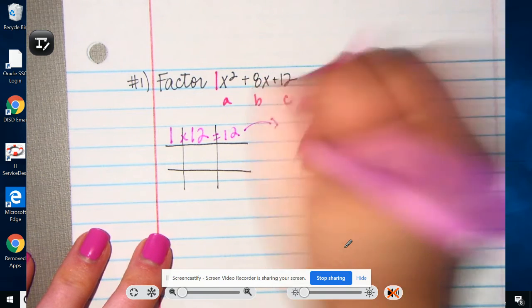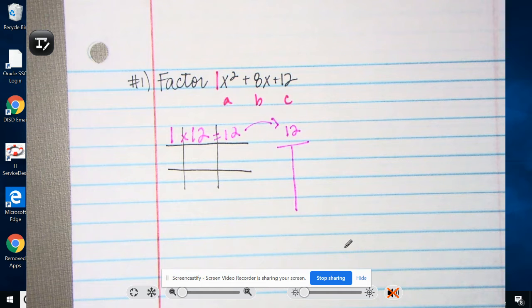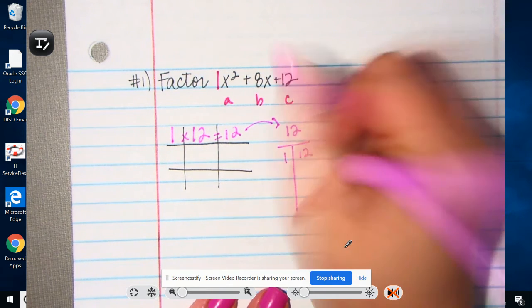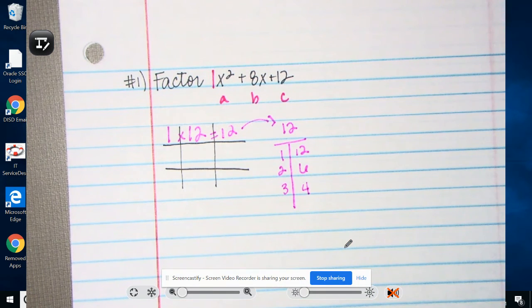Then we're going to list all of the factors of 12. Write down all the numbers that can multiply to 12. We're always going to start with 1. So 1 and 12, 2 and 6, and 3 and 4.